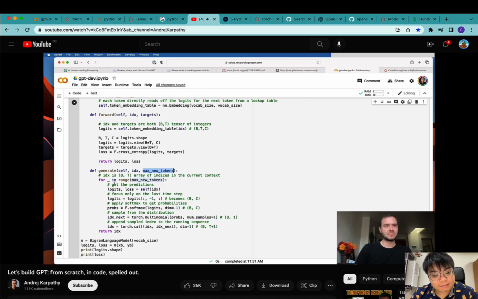So you can see here on the bottom, whatever is predicted is concatenated on top of the previous idx along the first dimension, which is the time dimension, to create a B by T plus 1. So that becomes the new idx. So the job of generate is to take a B by T and make it a B by T plus 1, plus 2, plus 3, as many as we want, max_new_tokens. So this is the generation from the model.